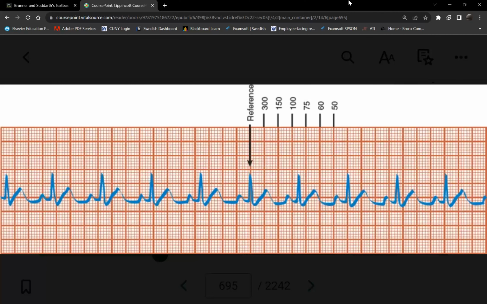Is it really 17? No, it's 17 and a half, right? Okay, so I got 17 and a half small boxes between these two R waves here. How many small boxes are there in 1 minute?